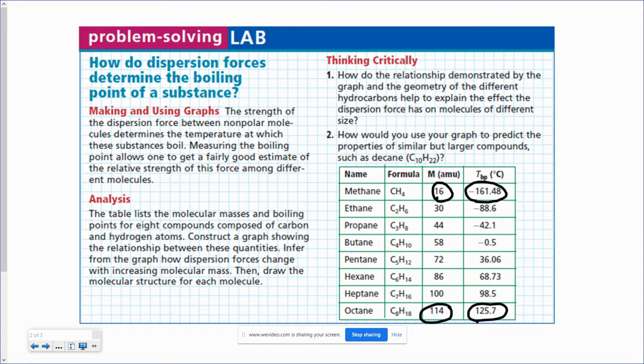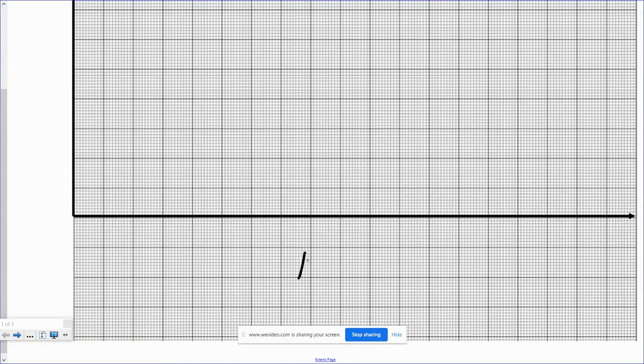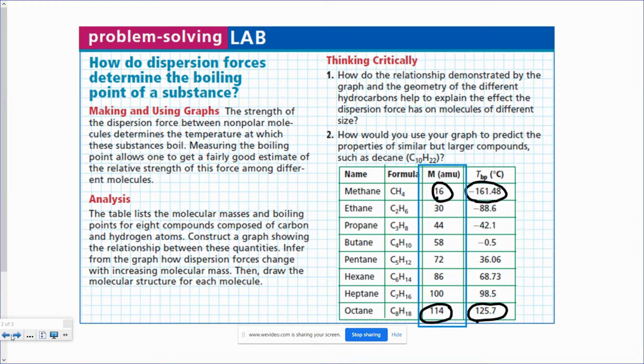First, we have to be able to draw our axes. So along our x-axis, our mass in atomic mass units. Now we need to start with the smallest value of 16, if you recall, and our largest value must be 114.